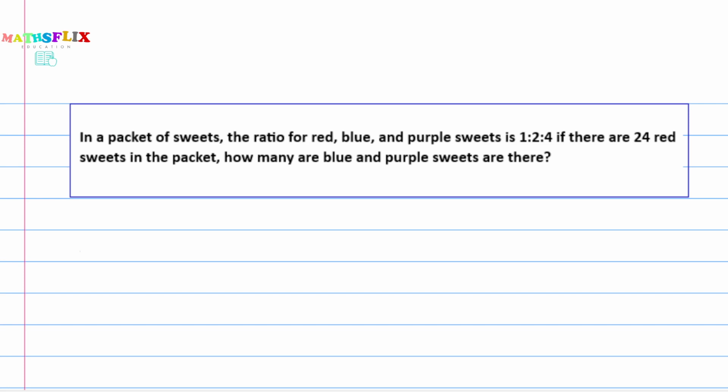Last question. In a packet of sweets, the ratio of red, blue, and purple sweets is 1 to 2 to 4. If there are 24 red sweets, how many blue and purple sweets are there? What English is this question written in? But anyway, so we have red, we have blue, and we have purple. The ratio is 1, 2, and 4.